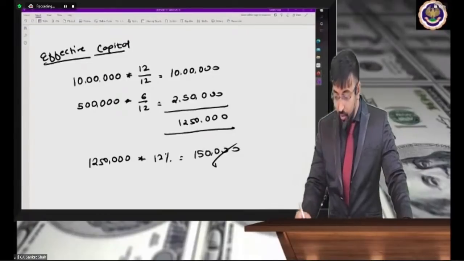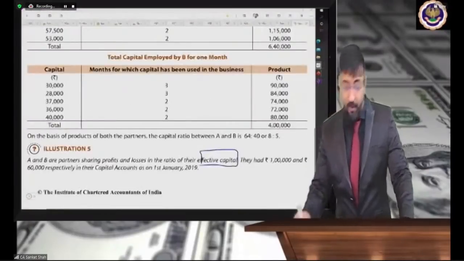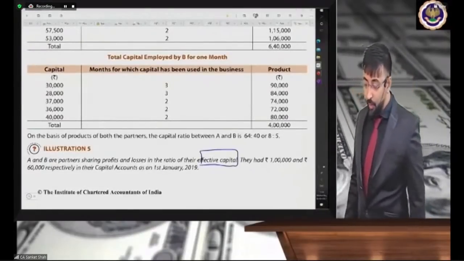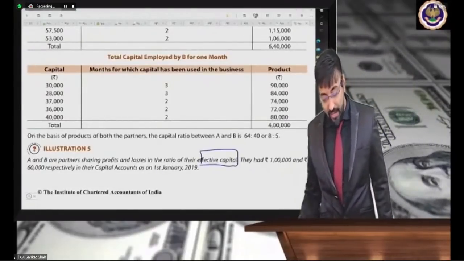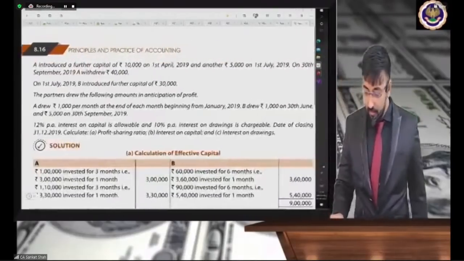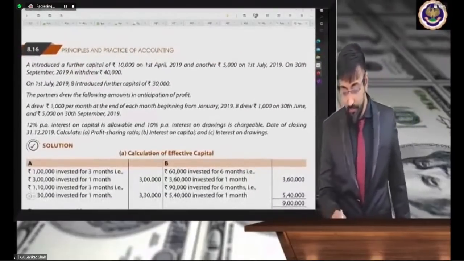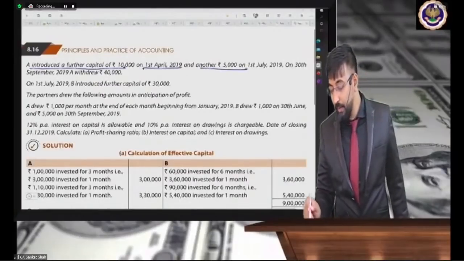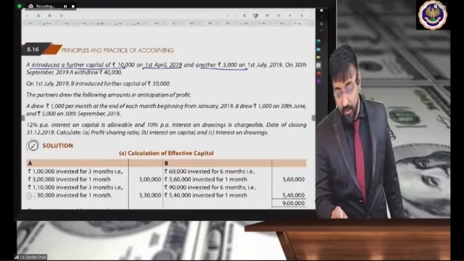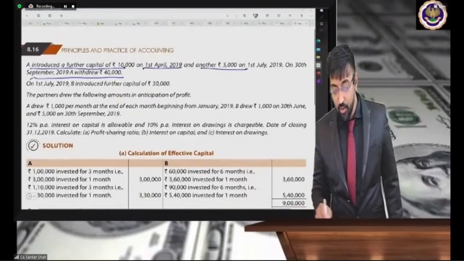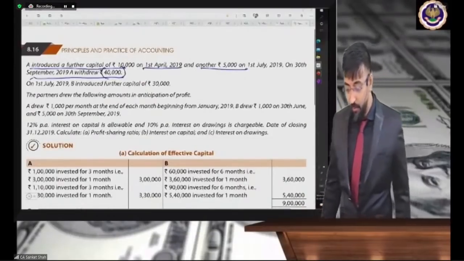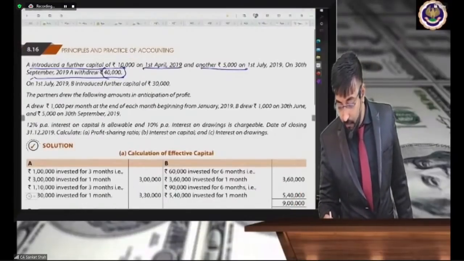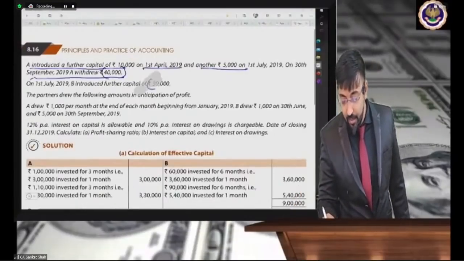I'm going to tell you now illustration number 5. A and B are partners sharing profit and losses in the effective capital 1,60,000. A introduced 10,000 on 1st of April, another 5,000 on 1st of July, and on 30th September he withdrew 40,000. Withdrew means negative. And on 1st July, B introduced further capital, 30,000.